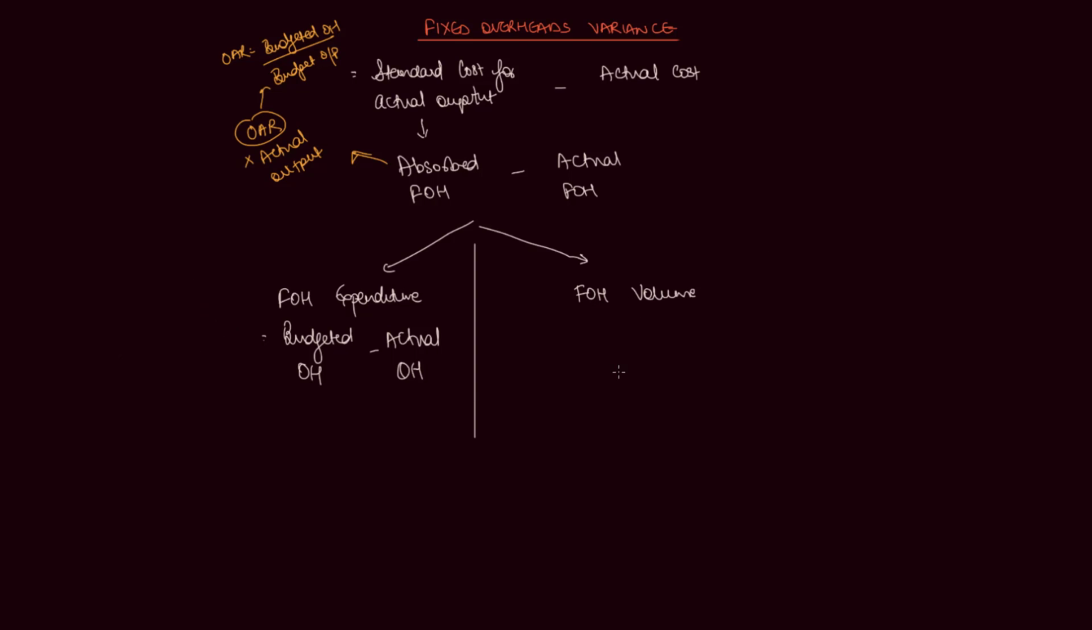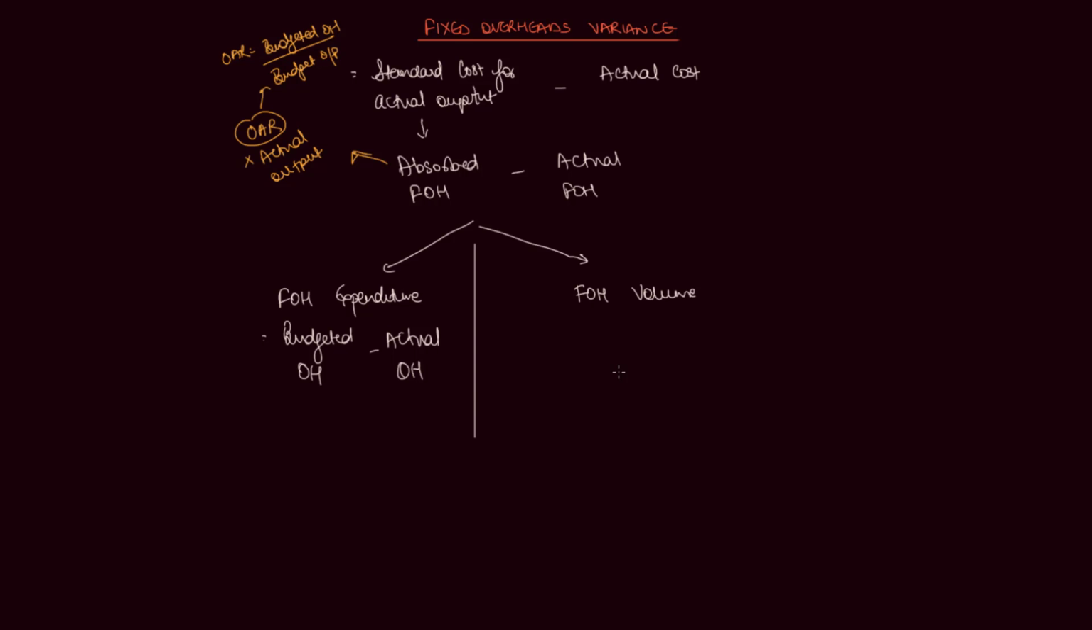Then we have the fixed overhead volume variance. Volume, clearly, means how much the actual output differs from the budgeted quantity, or how much the management expected the organization would produce. Why will volume affect the fixed overhead variance? Because when it comes to overheads, we have to absorb the overheads.